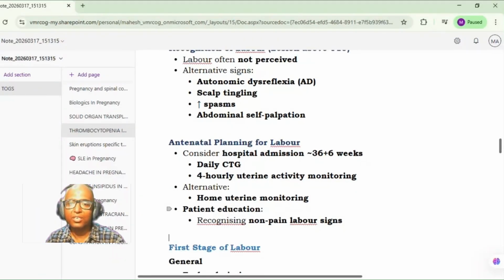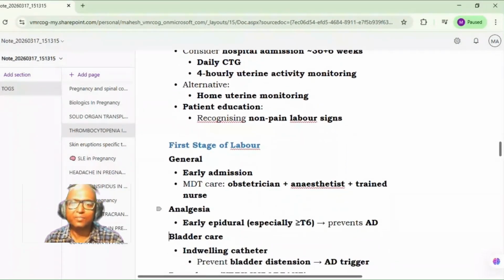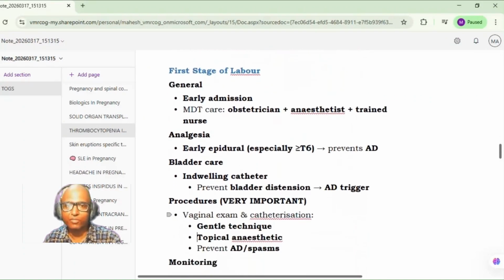Patient education, recognition of the non-pain labor signs. So the patient should be taught regarding the labor pains also. When they do not feel or perceive the labor pains, what are the other signs of labor? Then first stage of labor, early admission is required. MDT care will involve obstetrician, anesthetist, trained nurses.